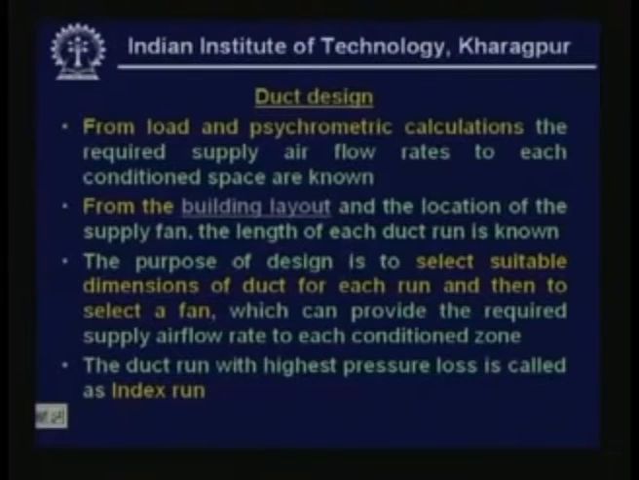Okay. Design of duct system means mainly selecting the dimensions of the ducts. Okay. If you are selecting a circular duct, what is the diameter? If it is a rectangular duct, what are the two sides? Okay. Because the lengths are known, and once you select the dimensions, you also have to select a suitable fan which can provide the required amount of air flow rates to each of these conditioned zones. Okay. So this is the purpose of a duct design. The duct run with highest pressure loss is called as index run. Okay. I will explain this a little later.